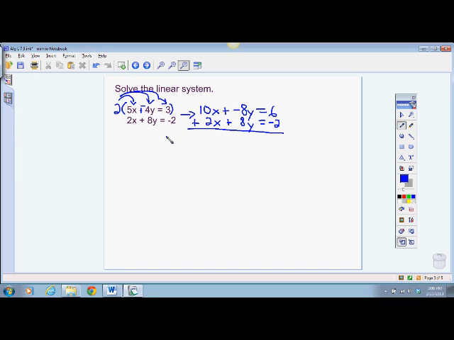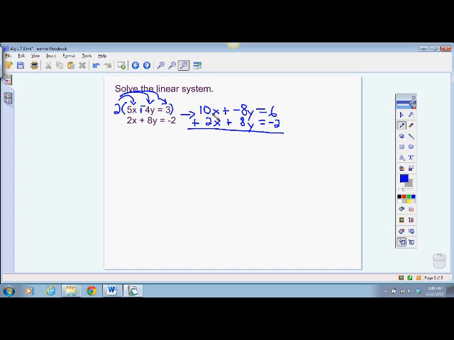Piece of caution here. This is where people make their mistake. They're good about going 2 times 5x to get 10x, and people are good at going 2 times a -4 to get -8. But they forget that you have to multiply both sides of the equal sign. So if you're choosing to multiply by 2, you can. Just make sure you multiply everything by 2, or a -2, or whatever it is you multiply.